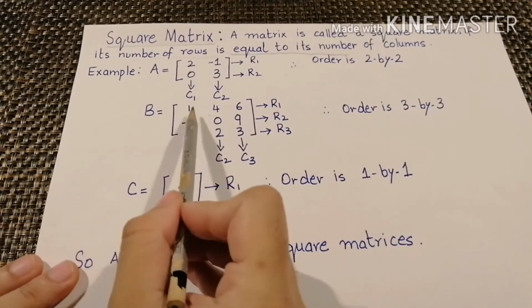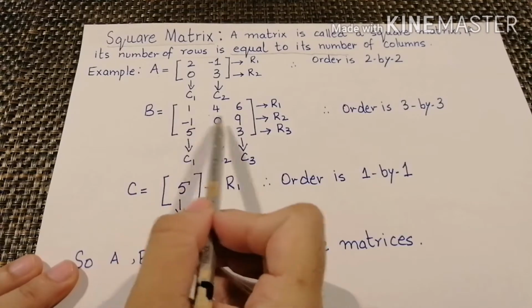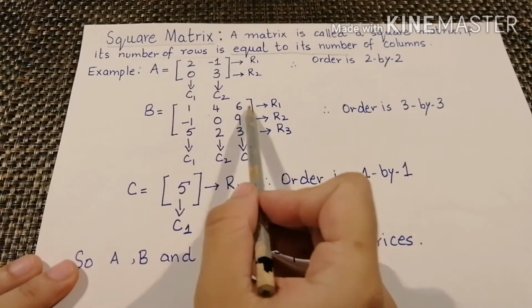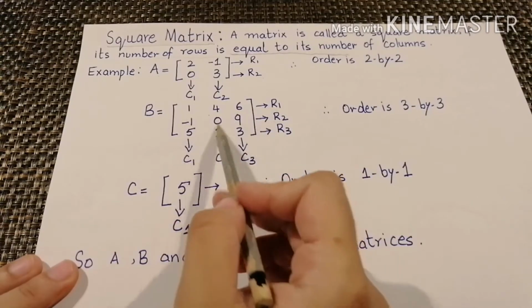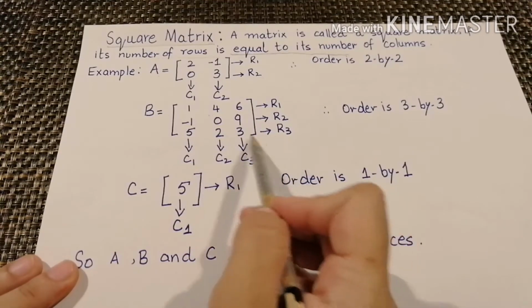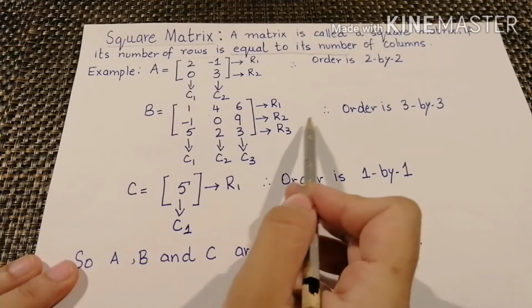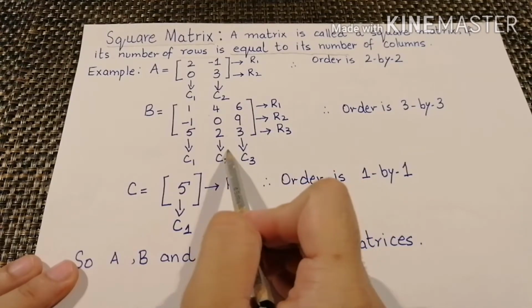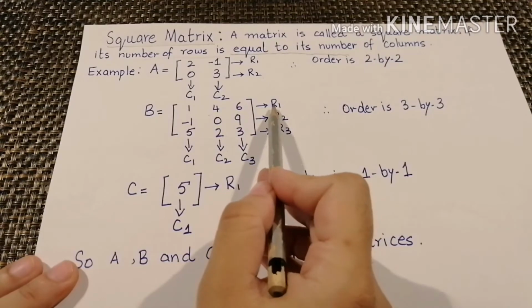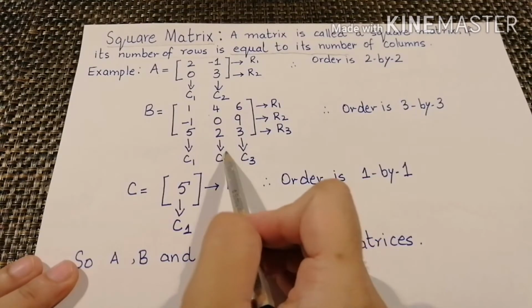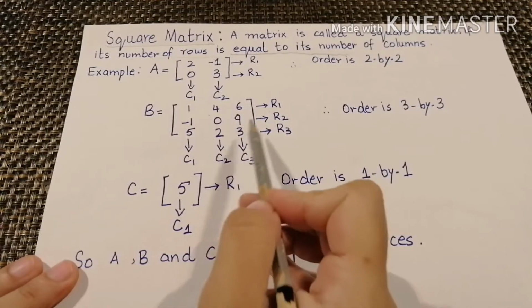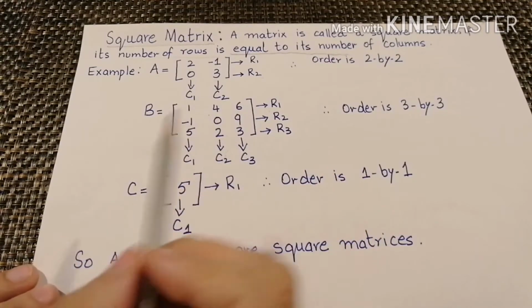B is equal to [1, 4, 6; -1, 0, 9; 5, 2, 3]. Here we can see that there are 3 rows and 3 columns. Here the order of the matrix is 3 by 3. It means 3 rows and 3 columns. Again, by seeing that there are 3 rows and 3 columns, the number of rows is equal to the number of columns. It is a square matrix.